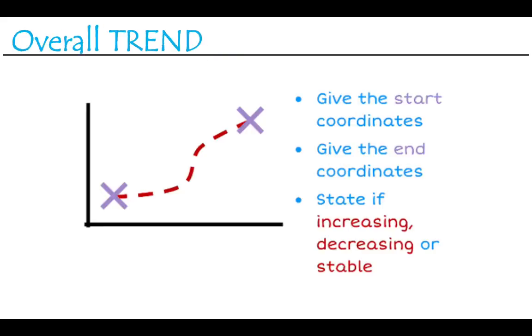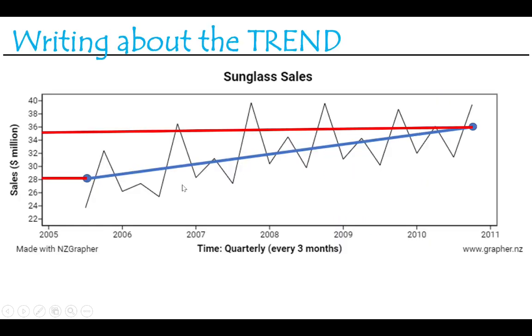For the overall trend, other than just saying increasing, decreasing, or stable, you want to give the start coordinate and the end coordinate. What I mean by that is this is the start coordinate and this one is the end coordinate. It's not this one here, the actual data set. Don't pick a point from the actual data set, but pick the starting point of the trend line and the end point of the trend line that you drew.